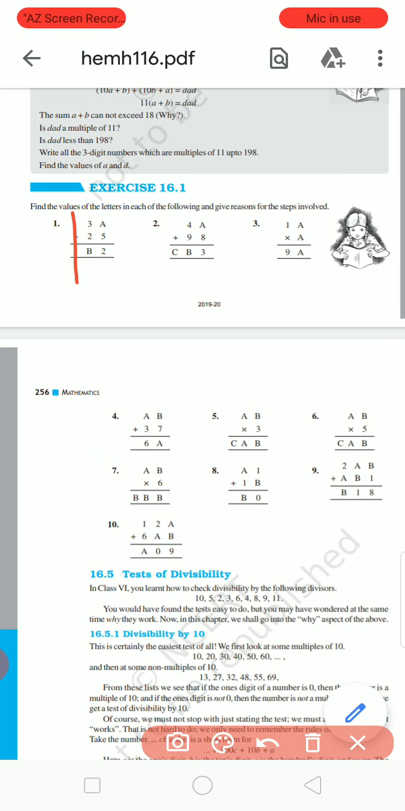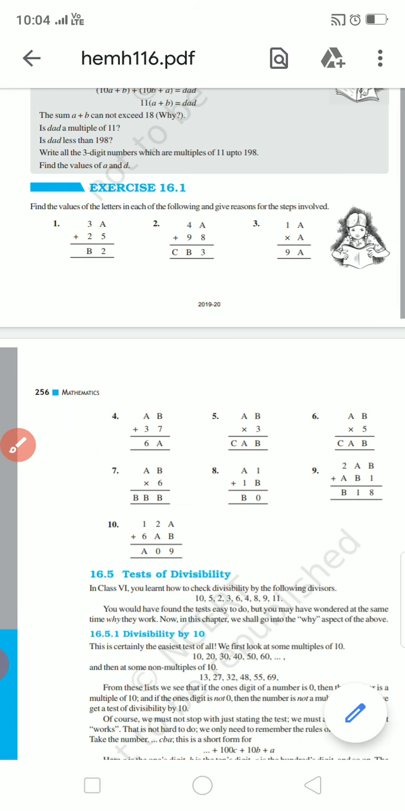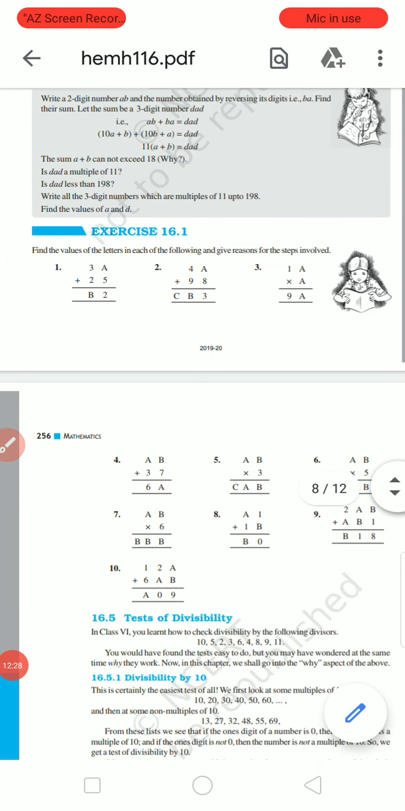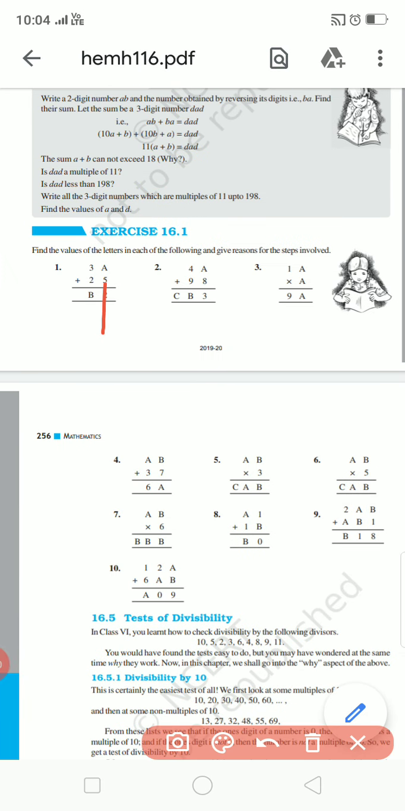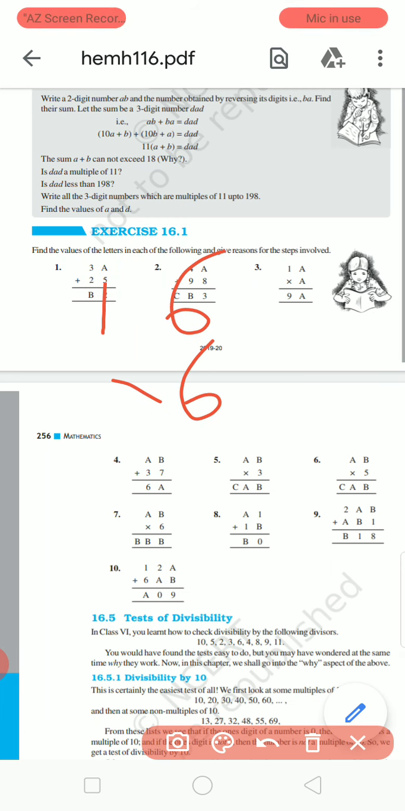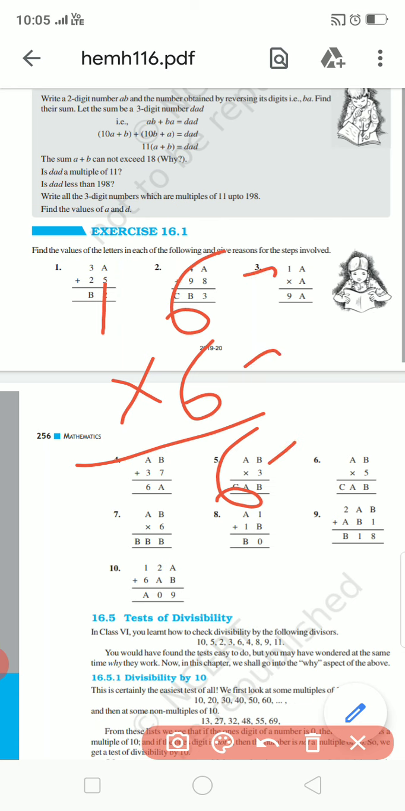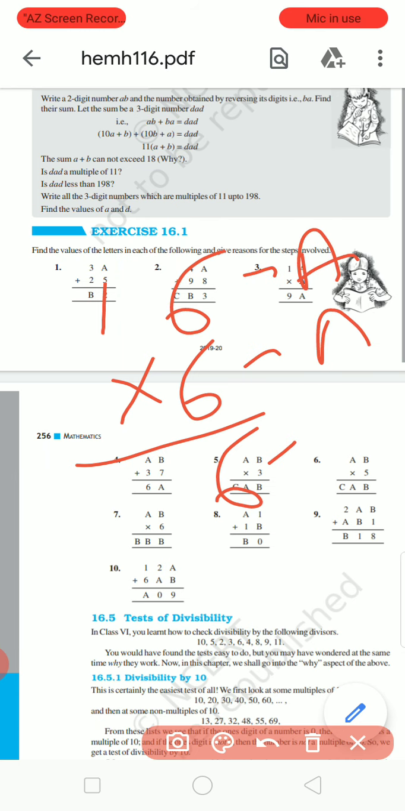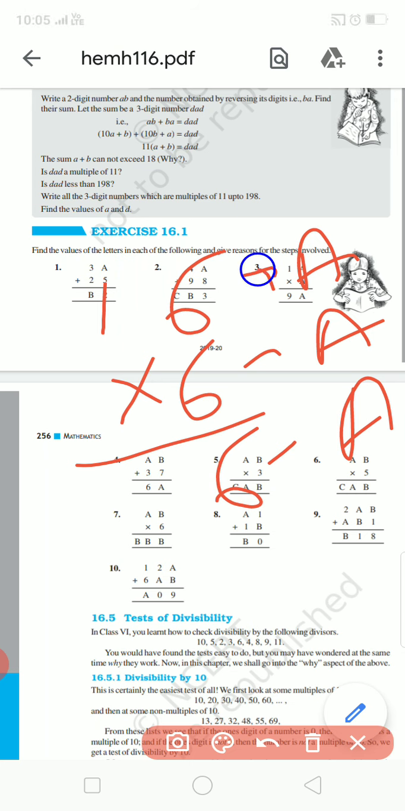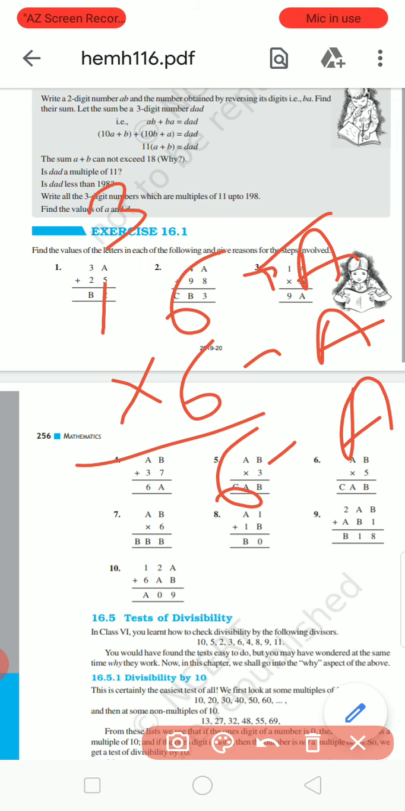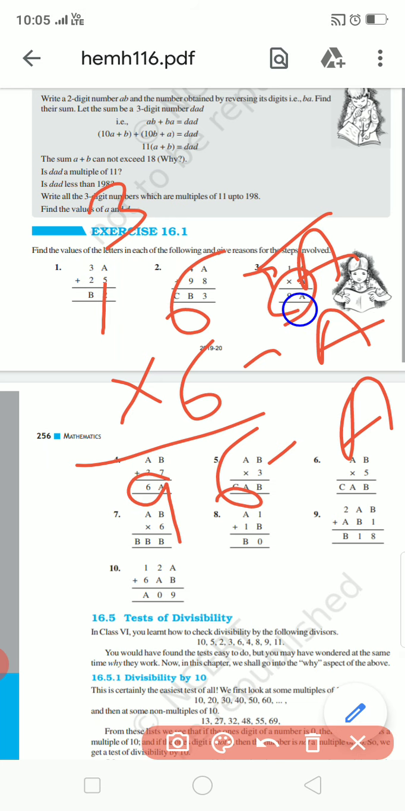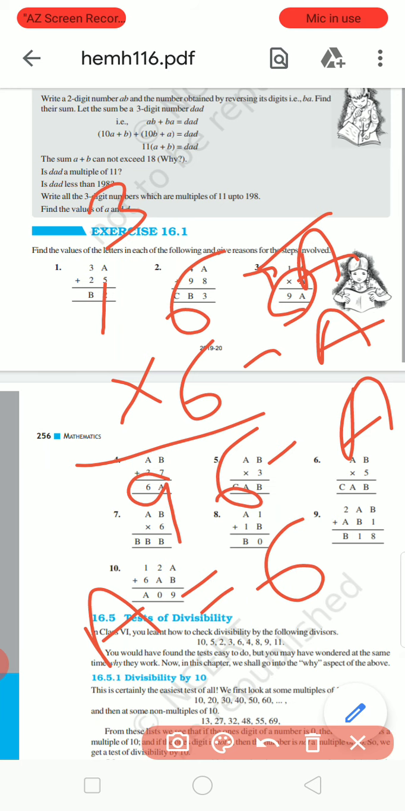So let us check. Maybe we can write here 6. So 6 6s are 36. It is also the same A, right? So yes, you can choose 6. 6 6s are 36 carrying 3. 6 1s are 6 and 3 is 9. Yes, it is given 9. So the value of A is 6.